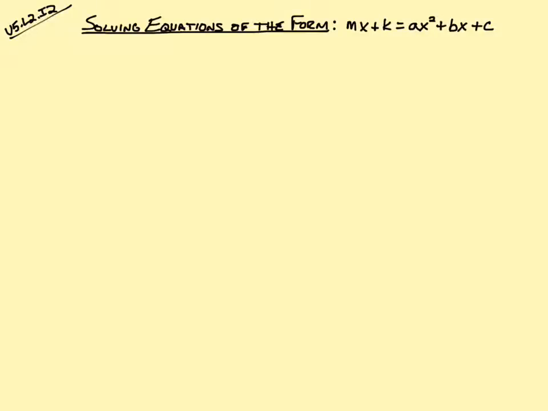Hey everybody, this is the Toolkit for Unit 5, Lesson 2, Investigation 2, solving equations of the form mx plus k equals ax squared plus bx plus c. So basically we're looking at linear equations and quadratic equations being graphed at the same time and trying to find the solutions of those. So let's start with that word, solutions. What does solutions mean? This means where the graphs intersect. Okay, so where they meet, that's going to be your solution.